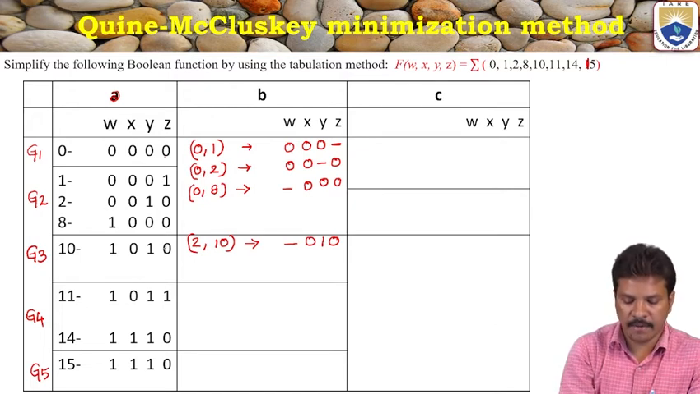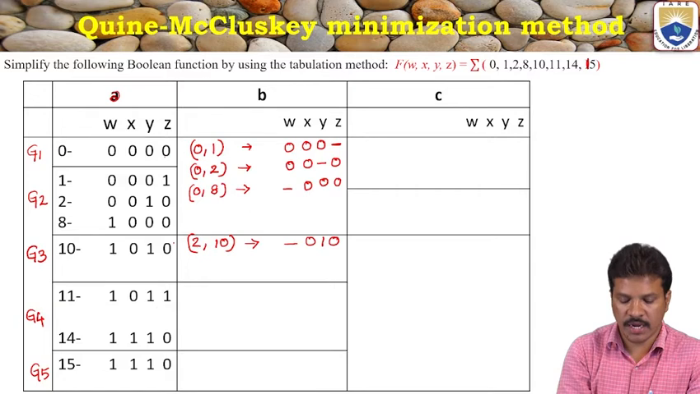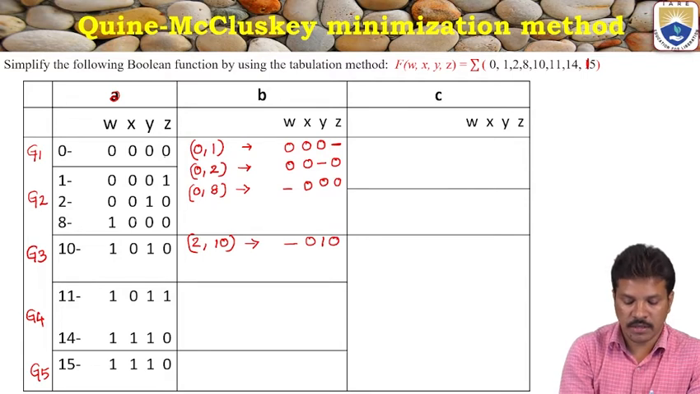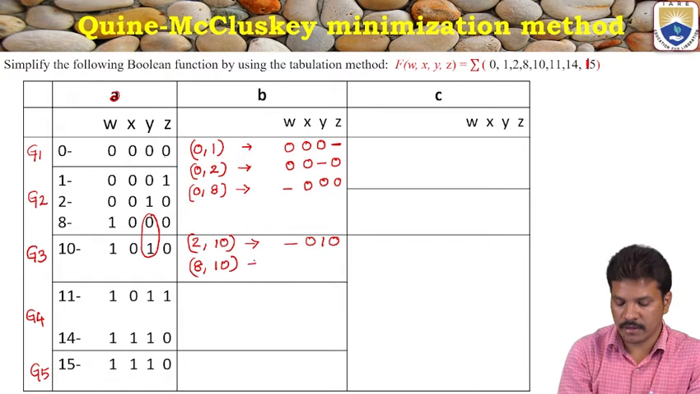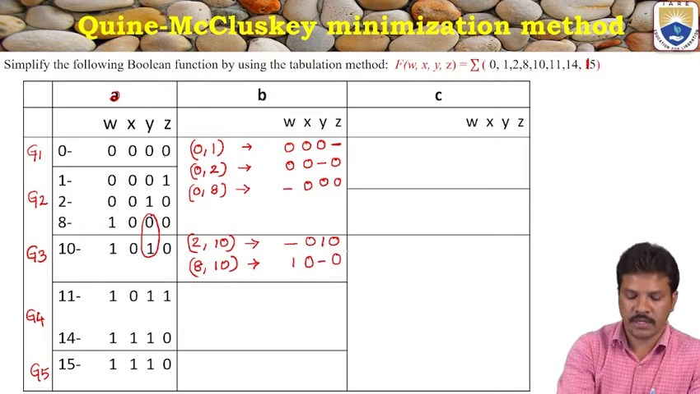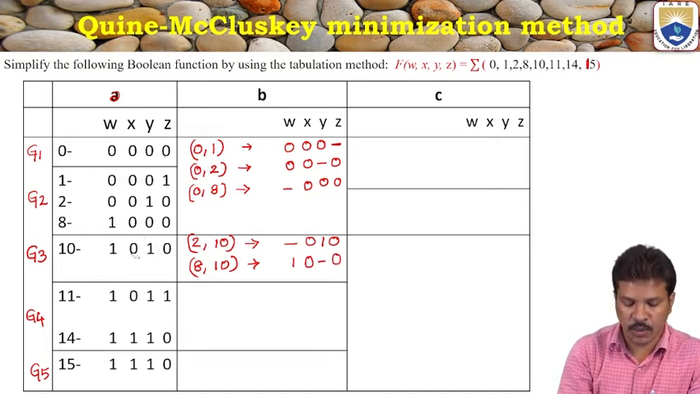Is there any 8, 10? When we check this 8, 10, we have 1 0 0 0 and 1 0 1 0, which means only this bit is changed. So we can consider that 8 and 10 as 1 0 hyphen 0. That is then done with group 2 and group 3.